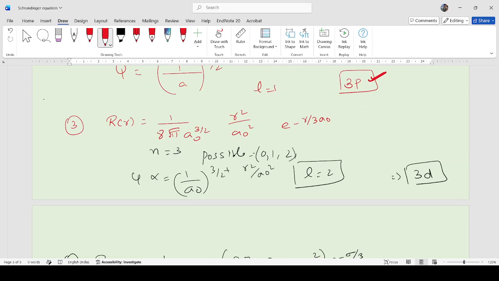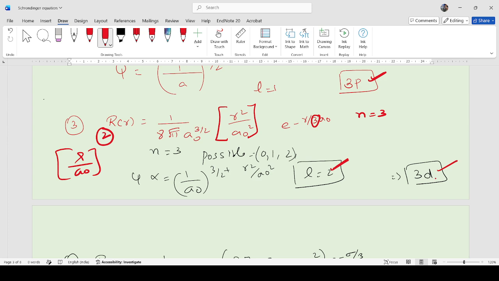Look at this variant here. N is 3. Okay. What about the L value, ma'am? Here it is r square by a naught square. Isn't it r by a naught power 2? So can I assume the L value as 2 here? Yes, ma'am. So go for the orbital 3D it is.